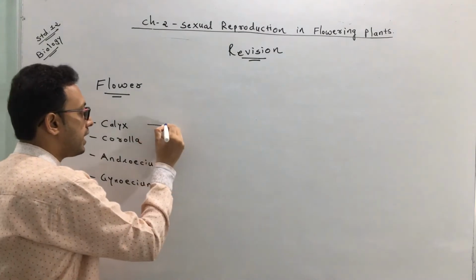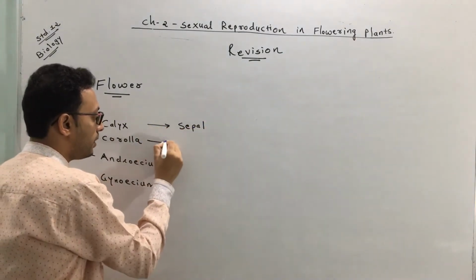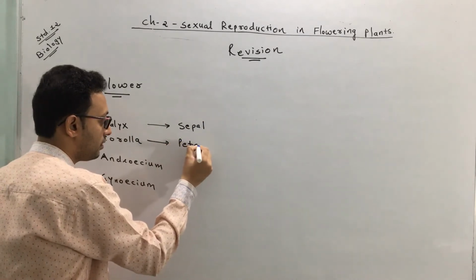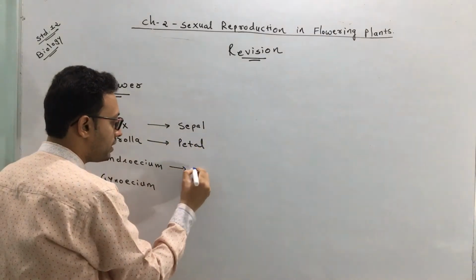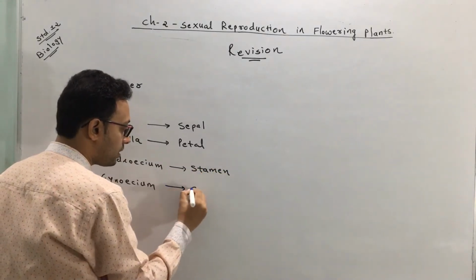The individual unit of calyx is sepal. The individual unit of corolla is petal. The individual unit of androecium is stamen. The individual unit of gynoecium is carpel.